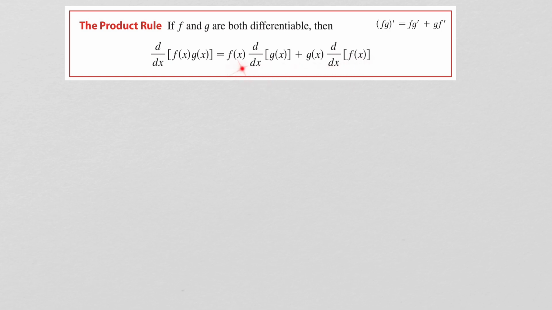This notation is a little bit cumbersome, so over here I have a more concise way to remember this formula. The derivative of f times g is f times g prime plus g times f prime. This is an important result, so let's prove it.